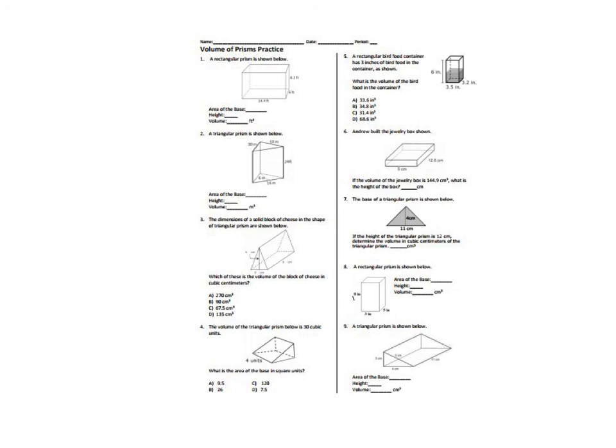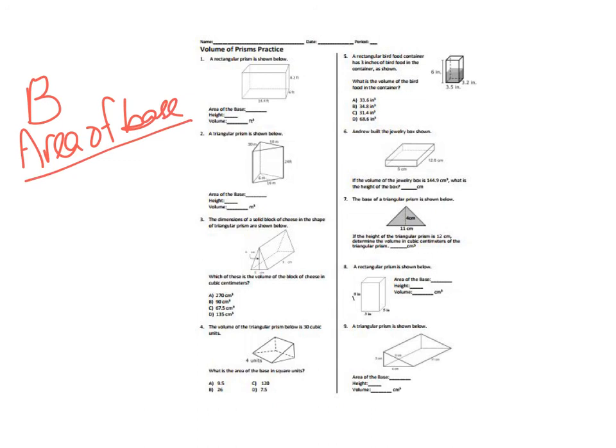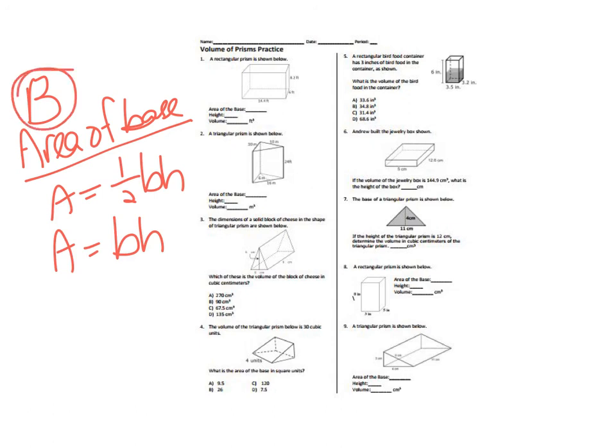Now remember, when they're asking you for area of the base, that's a capital B. That means there's another formula that you need to use in place of capital B, and that's going to be A equals half of base and height if it's a triangle, or A equals base and height if it's a rectangle. Remember to use that. That's your capital B. Always remember that.